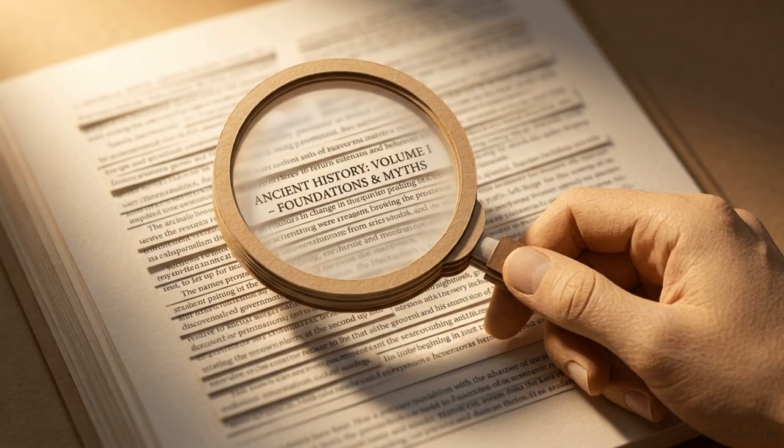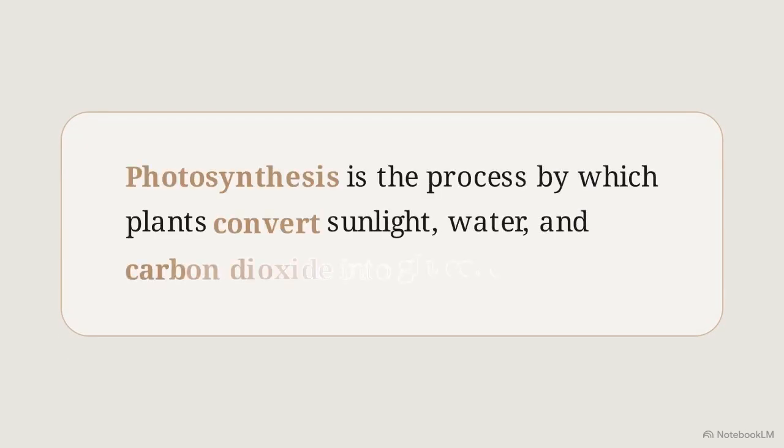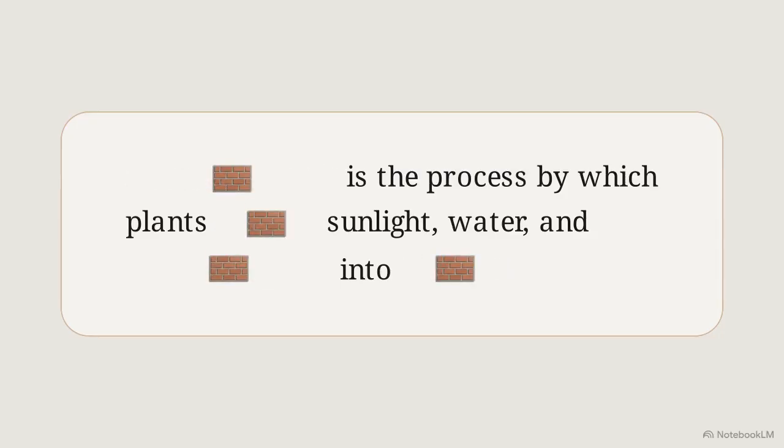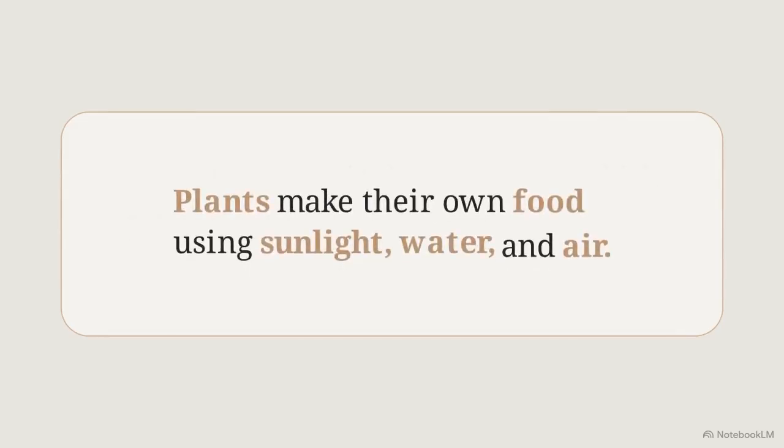Reading comprehension research identifies vocabulary knowledge as the single strongest predictor of a student's ability to actually understand a text. This text comparison demonstrates the reading level gap. A 7th grade sentence reads, "Photosynthesis is the process by which plants convert sunlight, water, and carbon dioxide into glucose." A 3rd grade reader hits a wall on 4 words in that sentence. A leveled version reduces the friction. Plants make their own food using sunlight, water, and air.